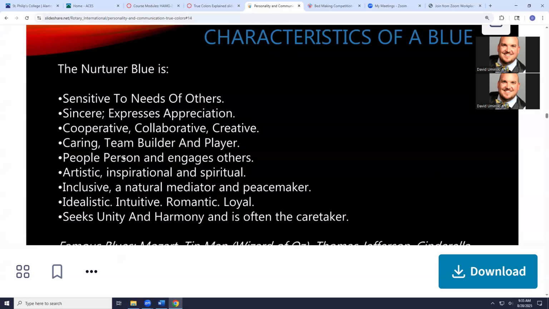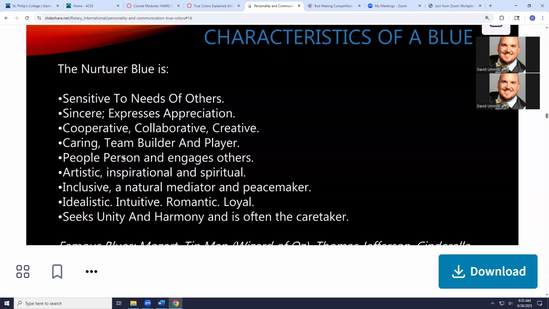Blues, you guys are the nurturers. You're the ones that want to take care of people. So it makes sense that you're in hospitality, because that's what hospitality is all about, wanting to take care of people. You're the ones who want to bring the team together, to make sure that everybody is getting along and enjoying their time.